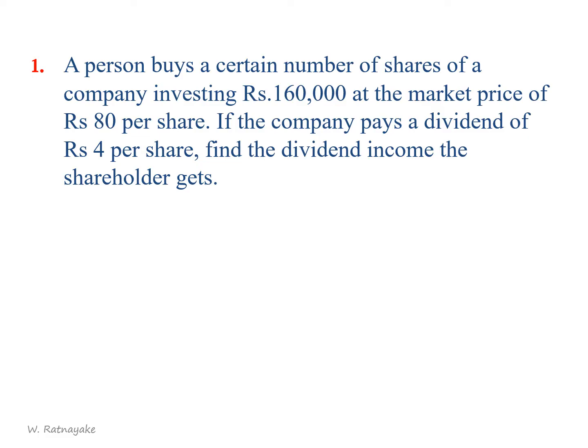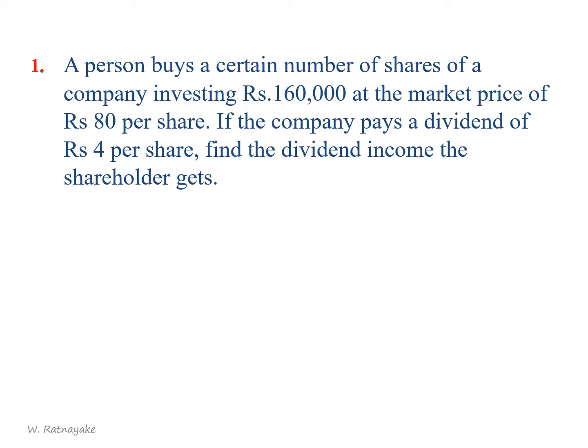The question number 1 in part A of paper 1 of the model paper is like this. A person buys a certain number of shares of a company, investing 160,000 rupees at the market price of 80 rupees per share. If the company pays a dividend of 4 rupees per share, find the dividend income the shareholder gets.